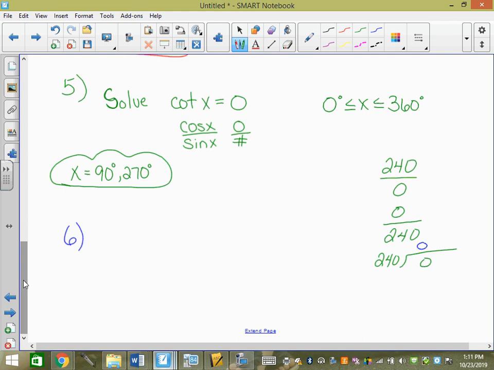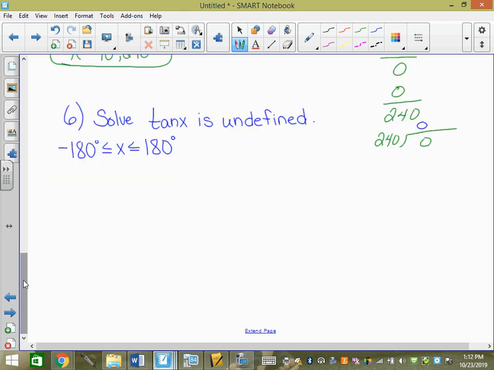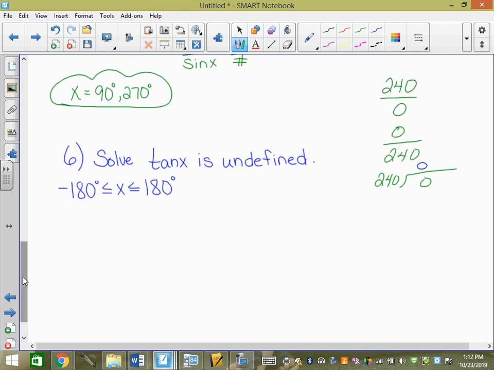Okay, 6. Solve tan x is undefined from negative 180 to 180. Tan x is what over what?